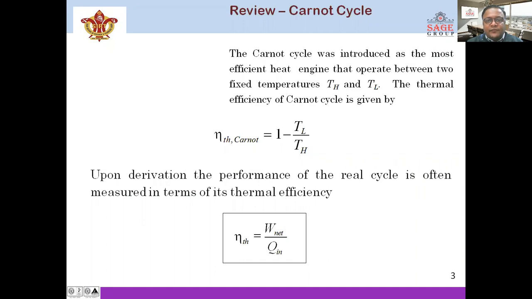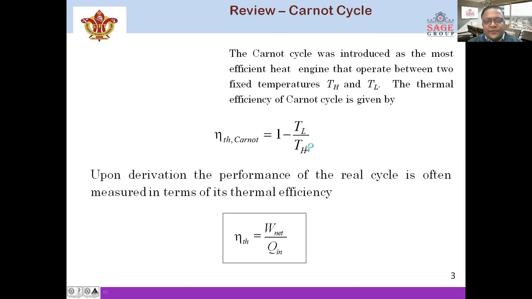The Carnot cycle was first introduced as the most efficient heat engine that operates between two fixed temperature limits, the highest temperature and the lowest temperature. The highest temperature is called TH and the lowest temperature is called TL. The thermal efficiency of the Carnot cycle, already discussed in the class, is 1 minus the lowest temperature upon the highest temperature.